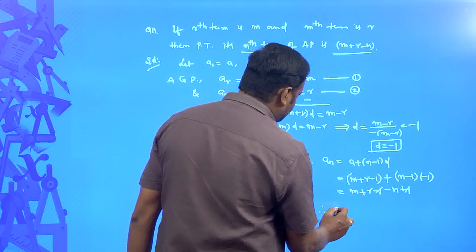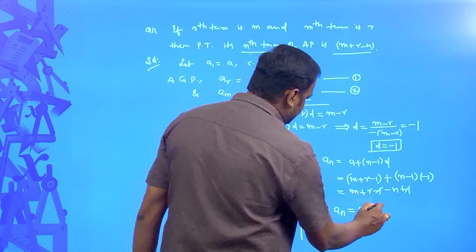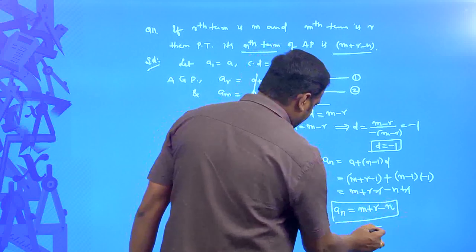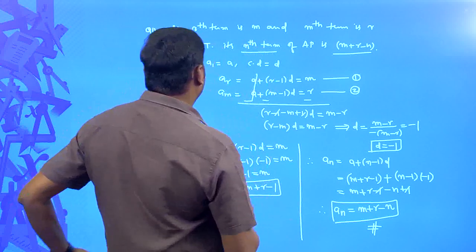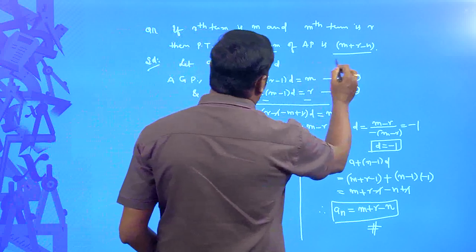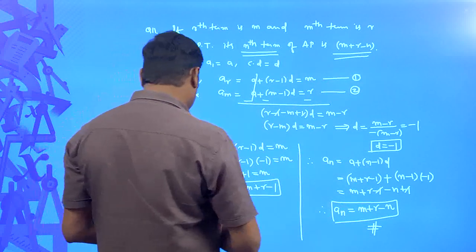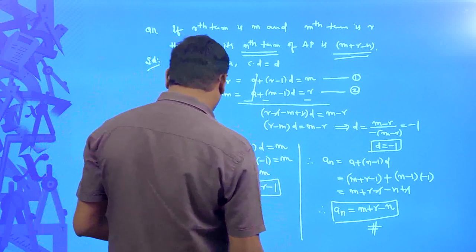Finally, the nth term of this arithmetic progression is m plus r minus n. This is what the nth term of this arithmetic progression is. If you observe, you will have to prove, according to the given problem, an arithmetic progression whose nth term is m plus r minus n. So this way we can easily answer the problem, right?